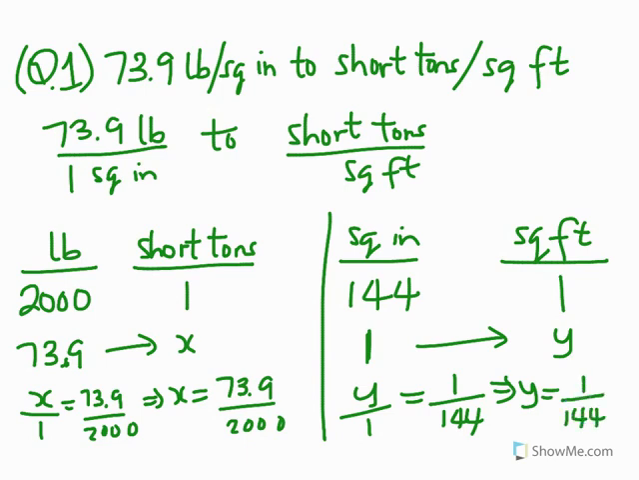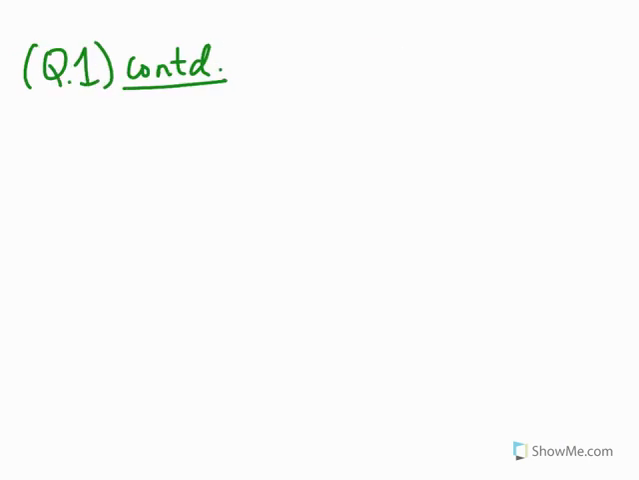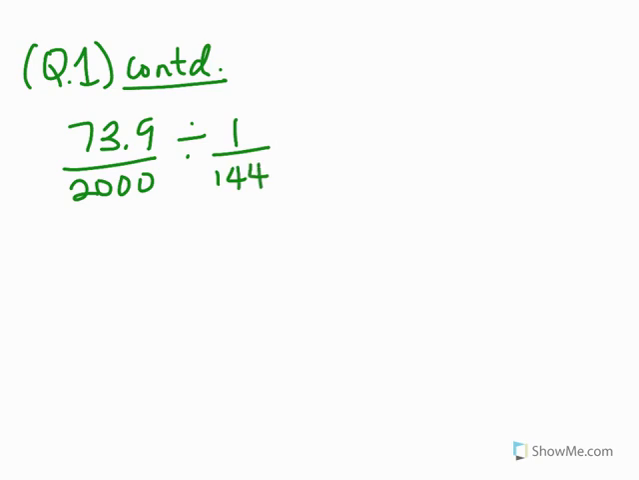So what I'm going to do is that I will now divide this guy, because this is in short ton, and then this is in square feet. This is in short tons per square feet. Okay, so I'll now go ahead and divide it, right? So I will now say that this is now 73.9 over 2000 divided by 1 over 144, right?